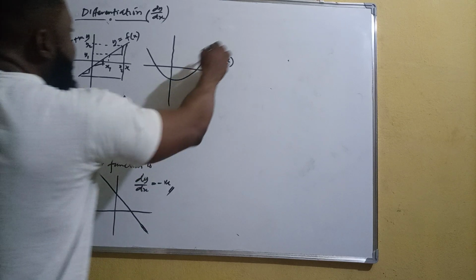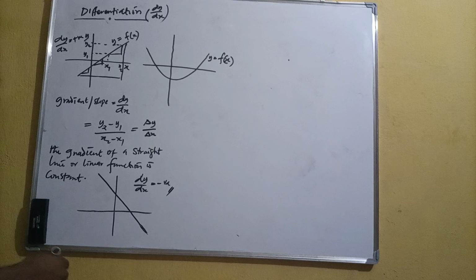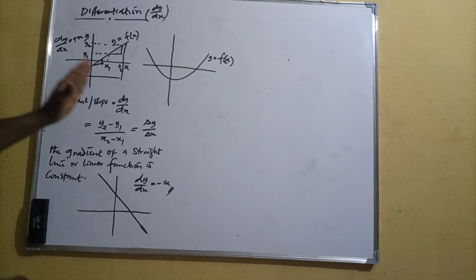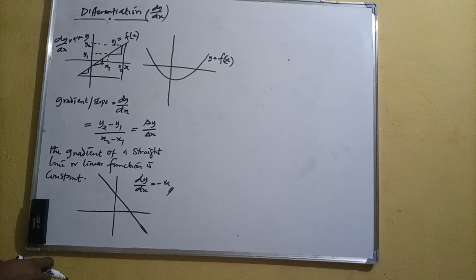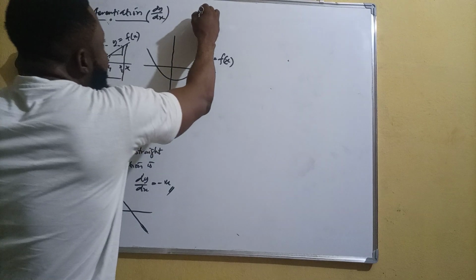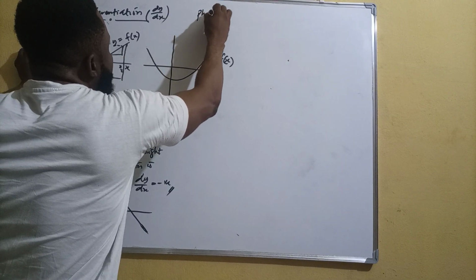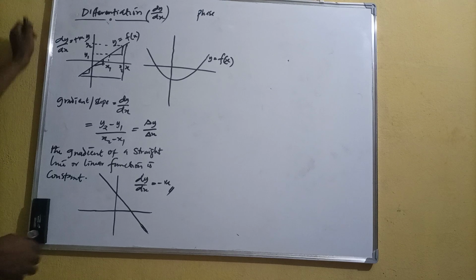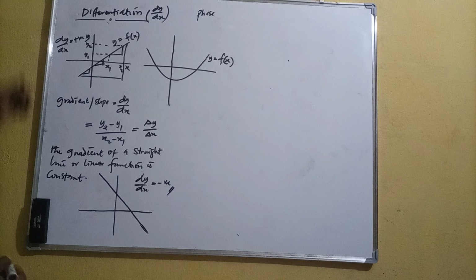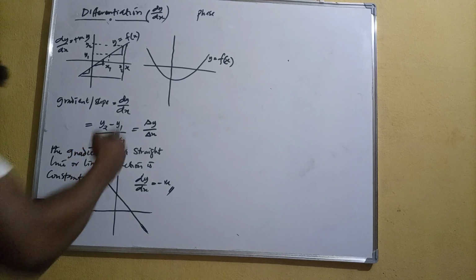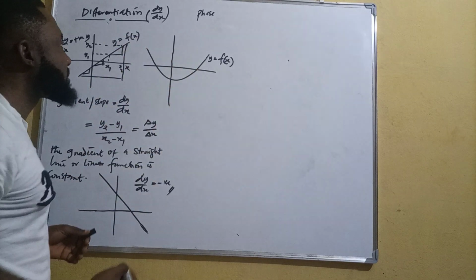So if we look at the quadratic function, this is a curve, a quadratic function. You discover that in a curve, the point keeps changing phase. In this case, if we were to look for the gradient of a curve, the gradient is not constant because the curve is changing phase at different points. So we can't say the gradient of a curve is constant because it keeps changing.